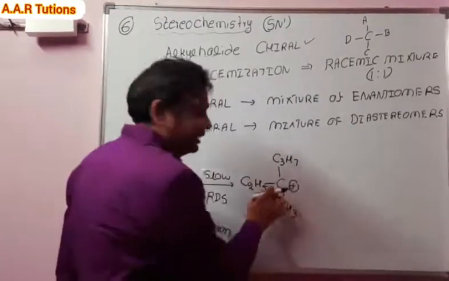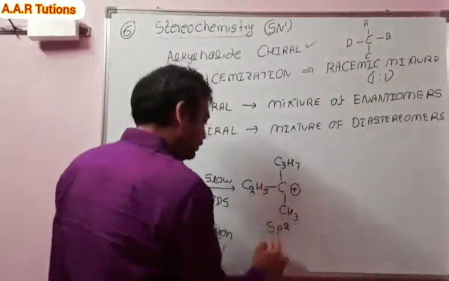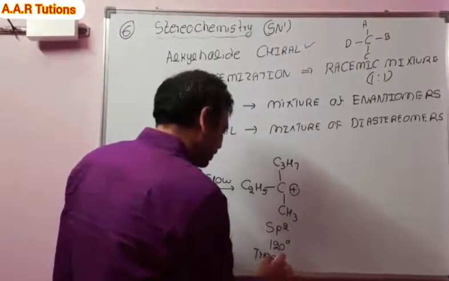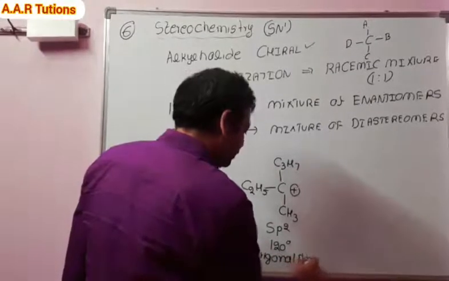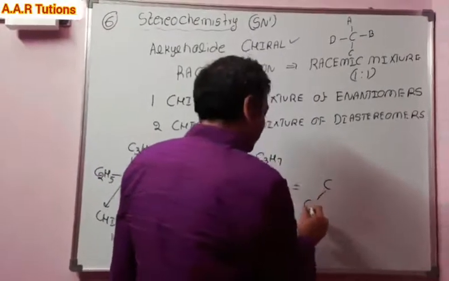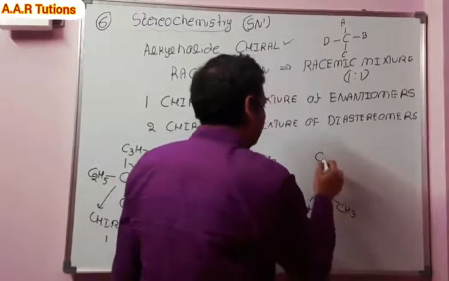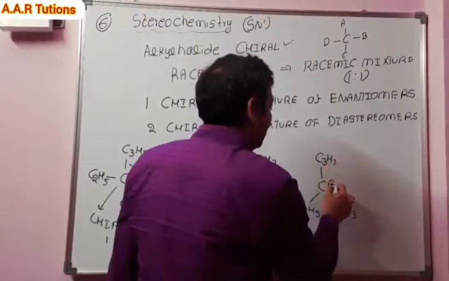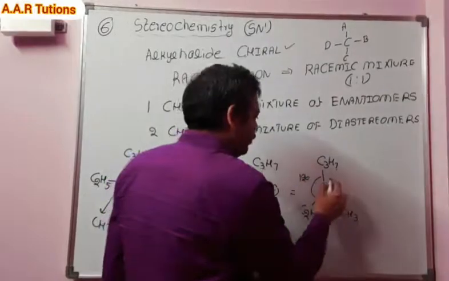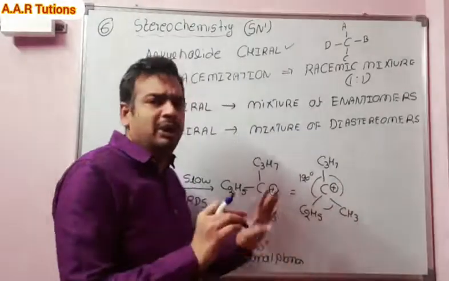So what is this one? This carbocation is sp2 hybridized. Bond angle is 120 degrees, and the shape is trigonal planar. So I will write it a little better: C2H5, CH3 and C3H7. Because this is sp2 hybridized, the bond angle should be 120 degrees like this. If all the groups are similar, there is no need to discuss all these things.